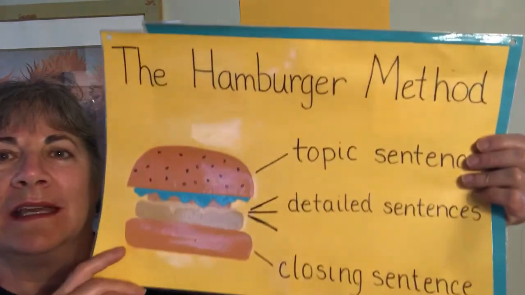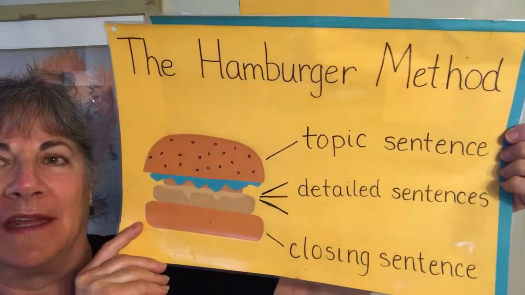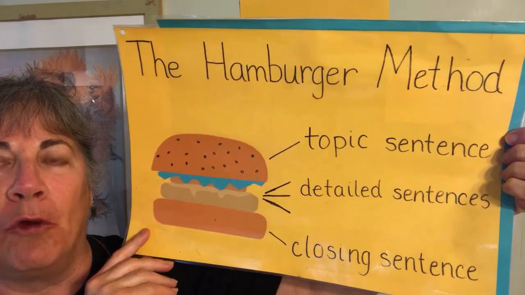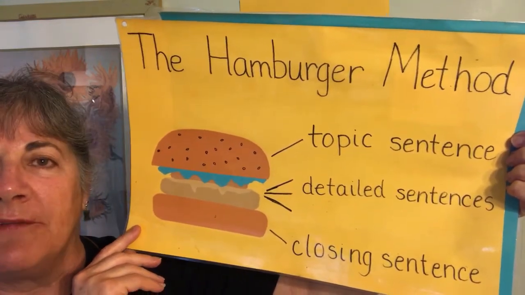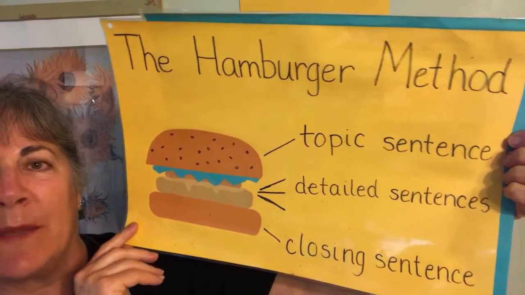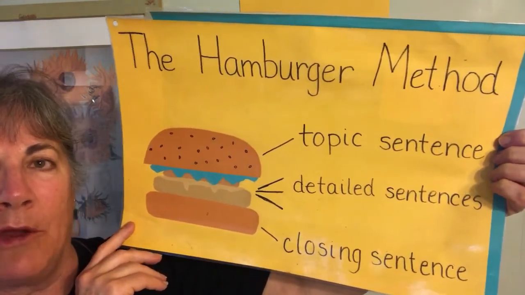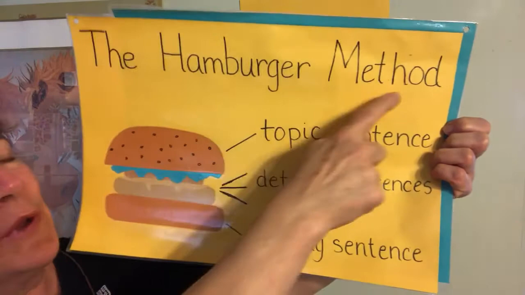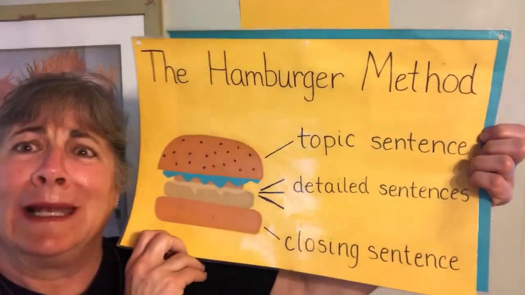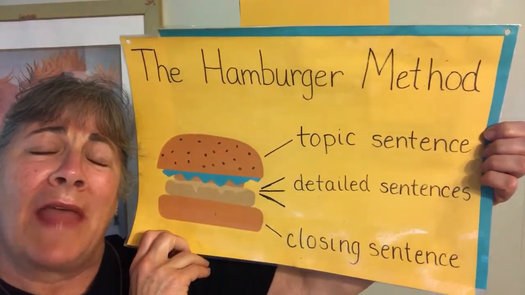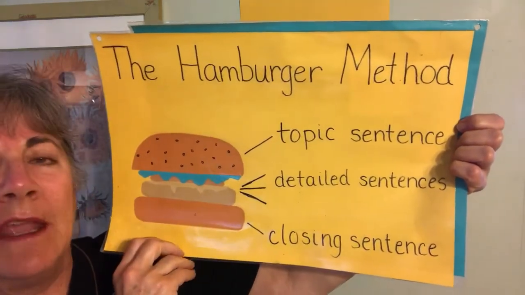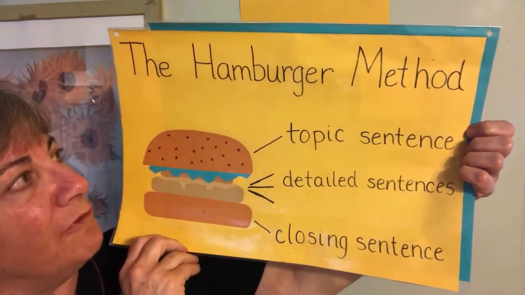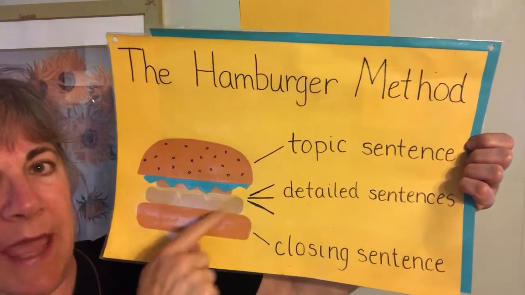So the first thing I want to show you is the Hamburger Method. This is actually the formula that I used when I taught 2nd grade, and even 1st graders can use this, but it's the basic formula for any paragraph. The Hamburger Method. Everybody knows what a hamburger is, and that's why we use this cute little representation. So a paragraph is very much like a hamburger.